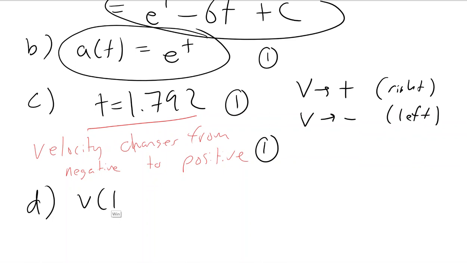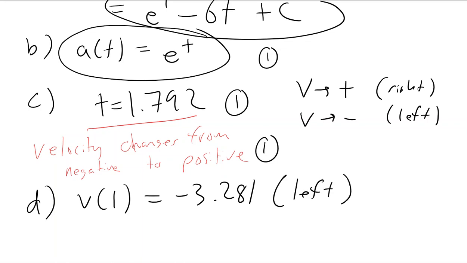Well, at v of 1, I'm going to use my other calculator. If I plug in 1, I get e to the first minus 6, which is negative something. So that means it's going to the left.